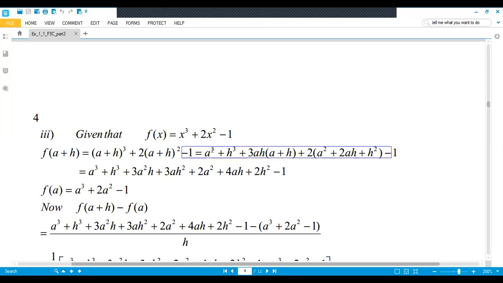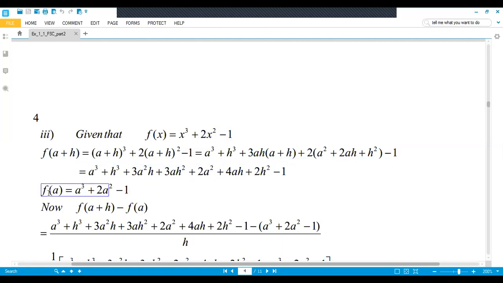Now we open these brackets, so we get a cube plus h cube, and 3ah multiplied inside the bracket gives 3a square h plus, when 3ah multiplies with h, 3ah square. And this 2 multiplied inside the bracket gives 2a square plus 4ah plus 2h square, minus 1. Now a cube is there one time, so we can't simplify it more, we write it as it is.